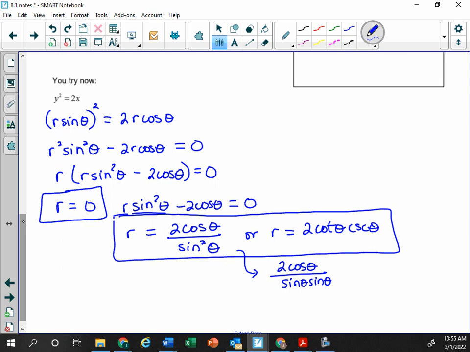And guys, this one, this r equals 0, that's called the pole, just so you know. That means what we're used to calling the origin is now the pole. Okay, if your radius is 0, you're right in the center there.